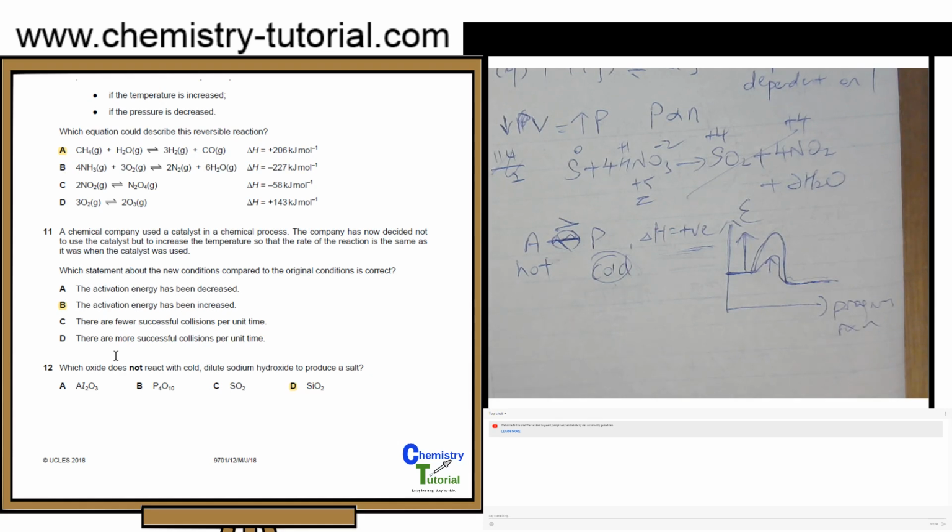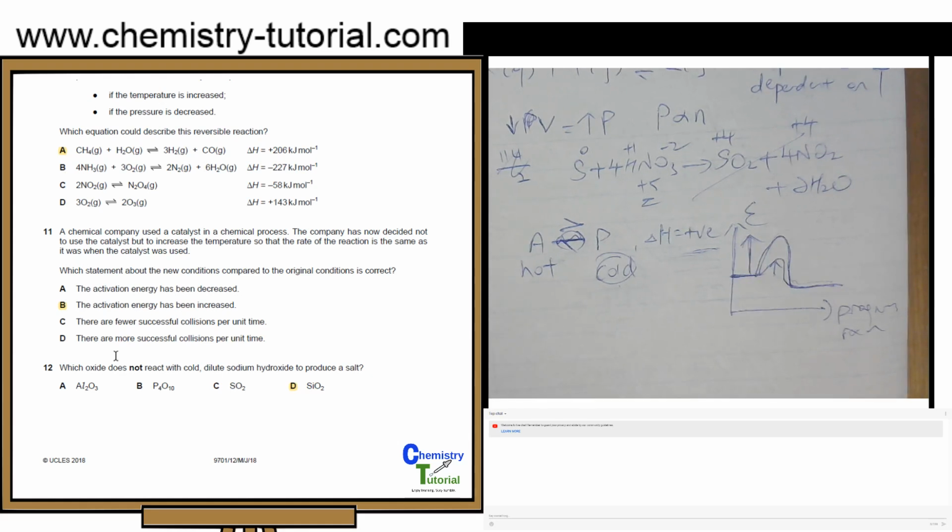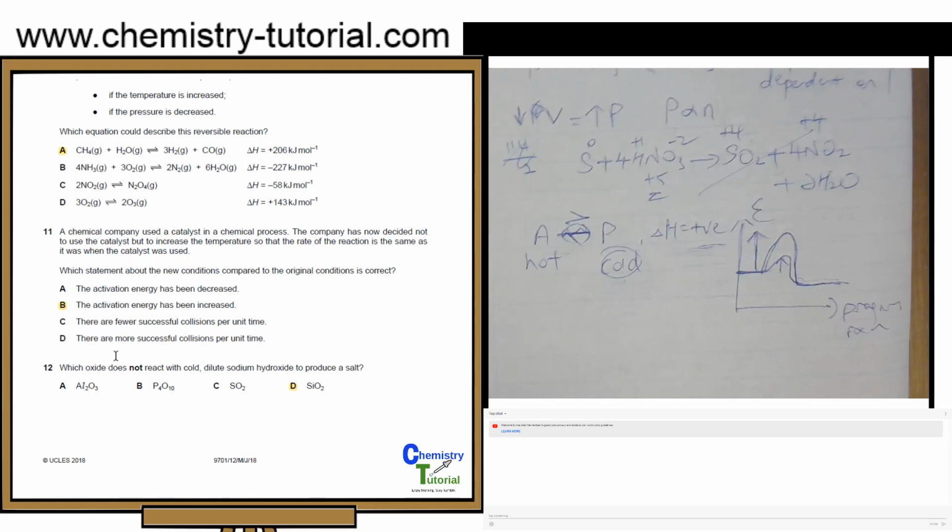A is wrong. But why do we reject option C and D? That's because the increase in temperature matches the rate that was produced when the catalyst was used. And we know that since there is a match between the rise in temperature and the catalyst in terms of effect, the number of successful collisions per unit time remains the same. Rate is what? Per unit time. Therefore, C and D are wrong. So the number of successful collisions remains the same actually. Hence, for question 11, the answer is option B.